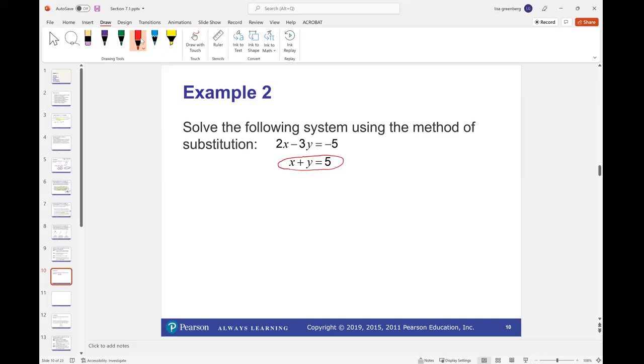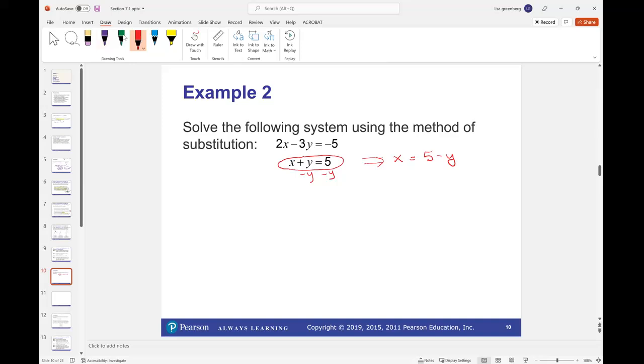If I use the top, I could use either one, but if I use the top one, then I'm going to end up having fractions, right? If I solve for x, x is going to equal something in terms of something else, but the other thing is going to have to be fractions. So I'm going to use this bottom one, and it doesn't matter if I solve for x or y. So let's subtract y from both sides, and I get x equals 5 minus y, okay? So I've taken that and literally just subtracted y from both sides, and I get x equals 5 minus y.